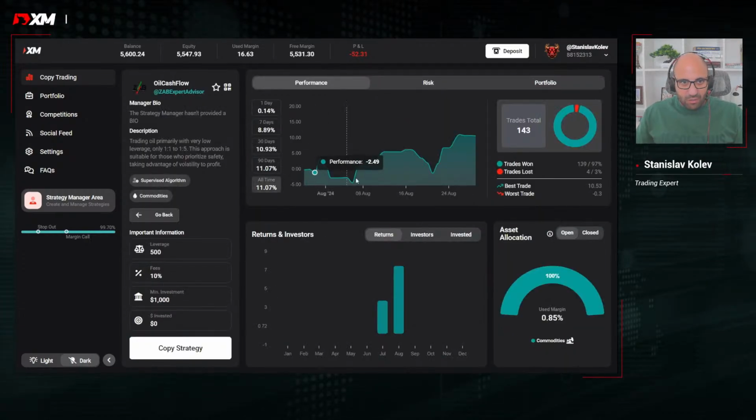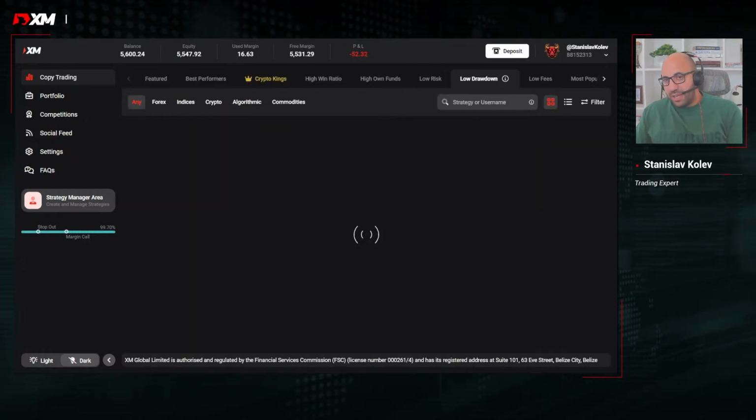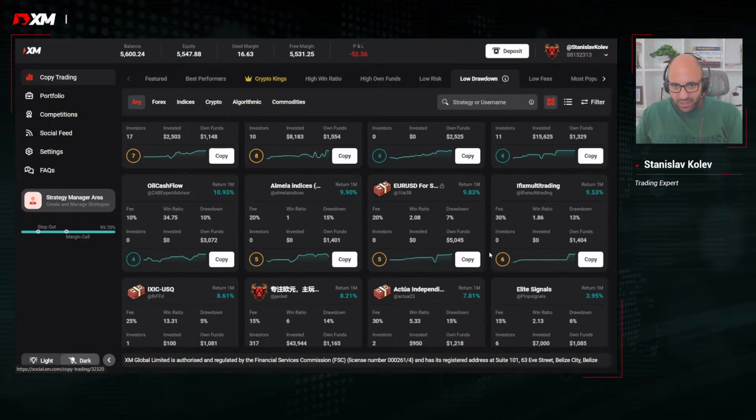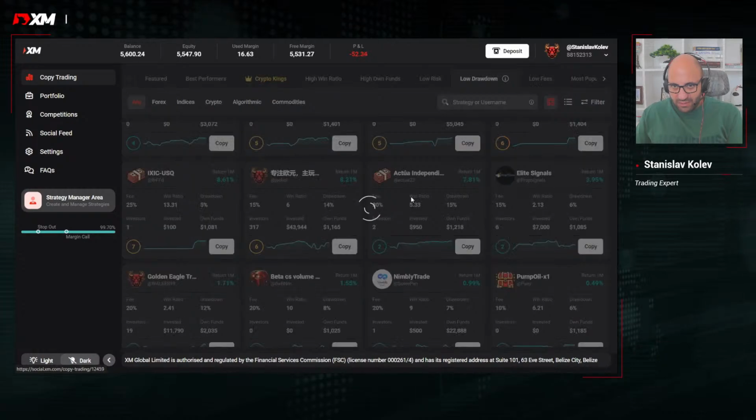We're going into checking this oil cash. So we are only from August. That's too small history we have, at least as per my criteria. As I said, I want to have at least like 2 3 months of history. Return 7.